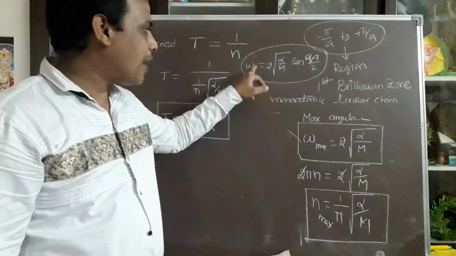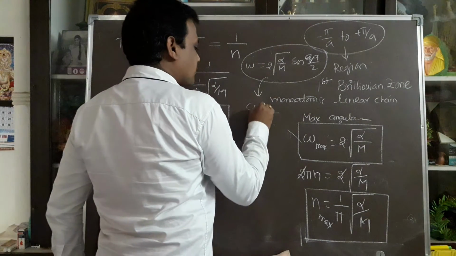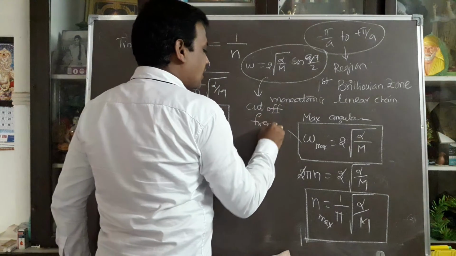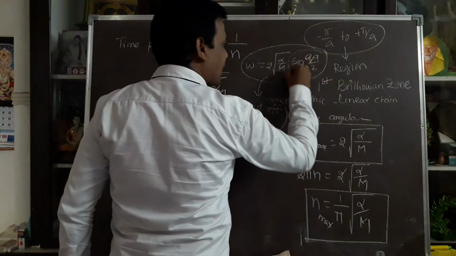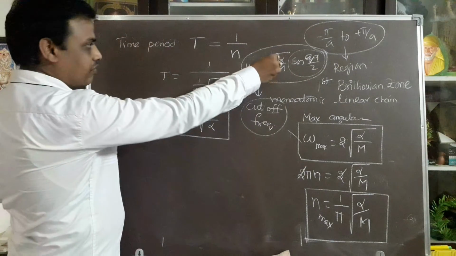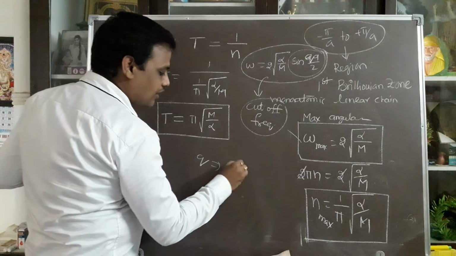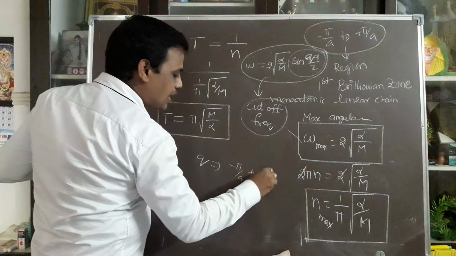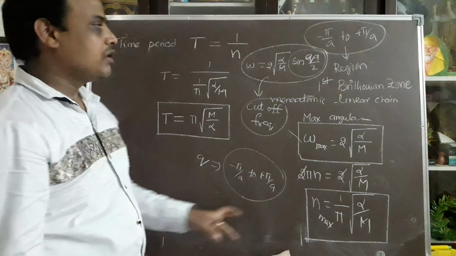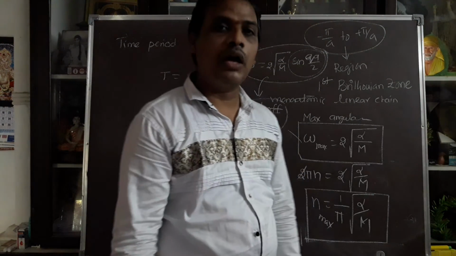Based on this, the maximum frequency is nothing but the cutoff frequency. The cutoff frequency occurs when the value of sine qa by 2 is equal to 1. At that condition, the wave vector lies between minus pi by a to plus pi by a. The region minus pi by a to plus pi by a is called the first Brillouin zone of the lattice.